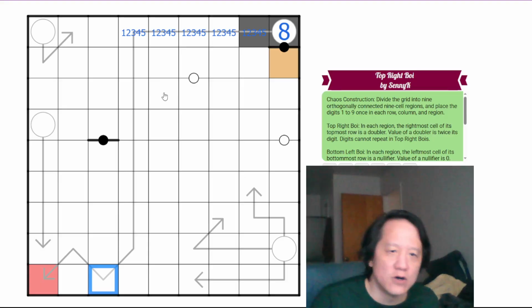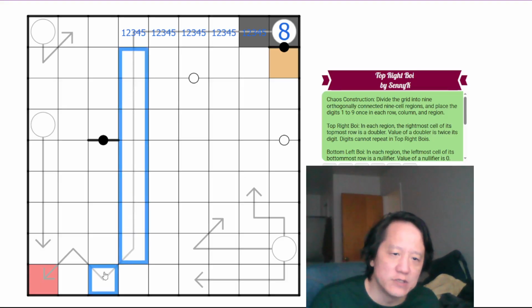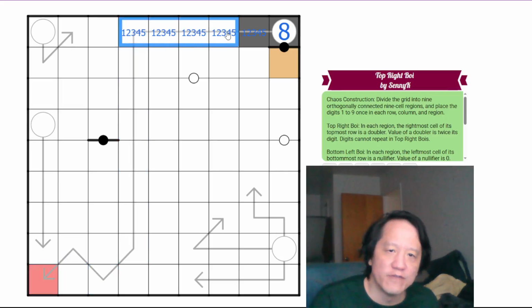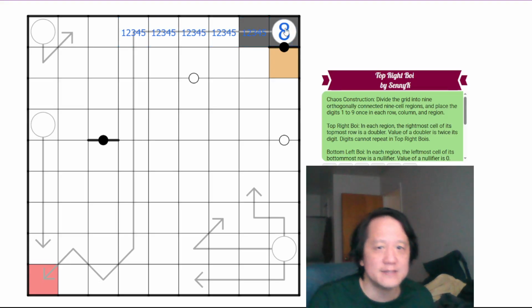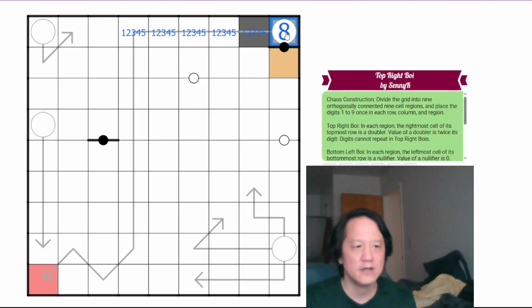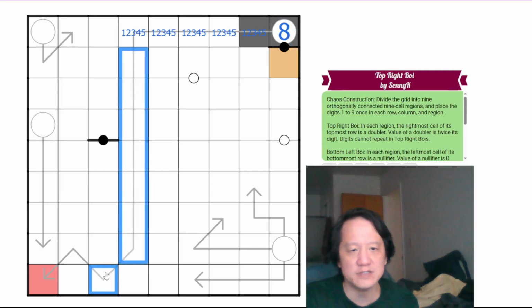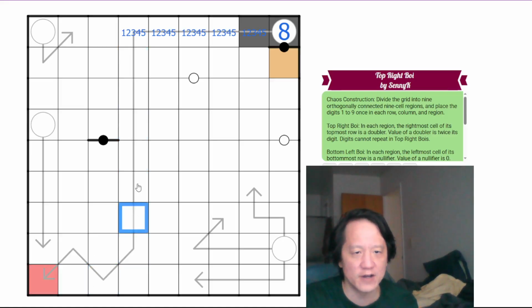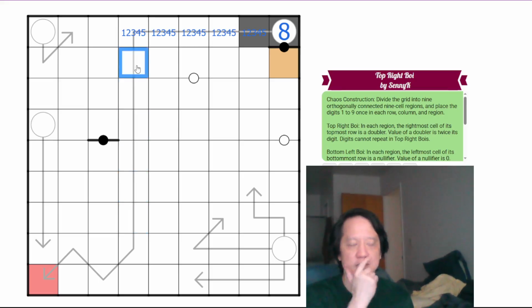So that means all the bottom left boys are on this arrow. Because again, we have 1 through 5 here guaranteed, and they have to be the value of the digit. That adds up to 15. 8 doubled is 16. So every other value has to be 0 except for 1 that's not. And we have 1, 2, 3, 4, 5, 6, 7, 8, 9, 10 cells in this area.